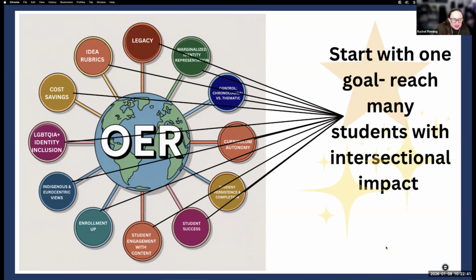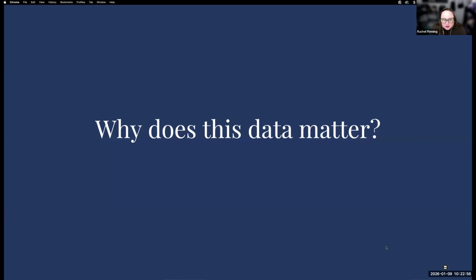Even if you're just looking at, "I want my kids to engage more with this content," you are also automatically having students who are more engaged with this content, and you're helping with a lot of equity metrics, even if you're just looking at one of these different pieces. So you end up with a really fun intersectional impact.